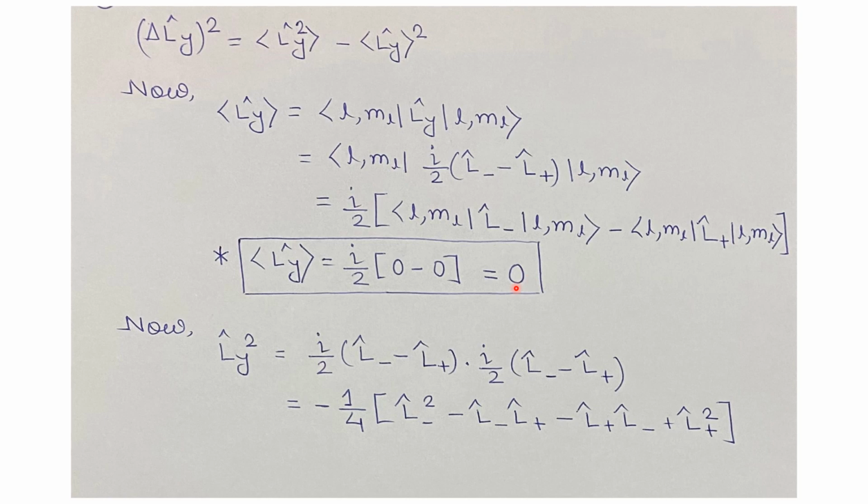Now this Ly squared operator can be written as i/2 times (L minus minus L plus) times the same thing, that is i/2 times (L minus minus L plus). So after multiplication we will get minus 1/4 times (L minus squared minus L minus L plus minus L plus L minus plus L plus squared).